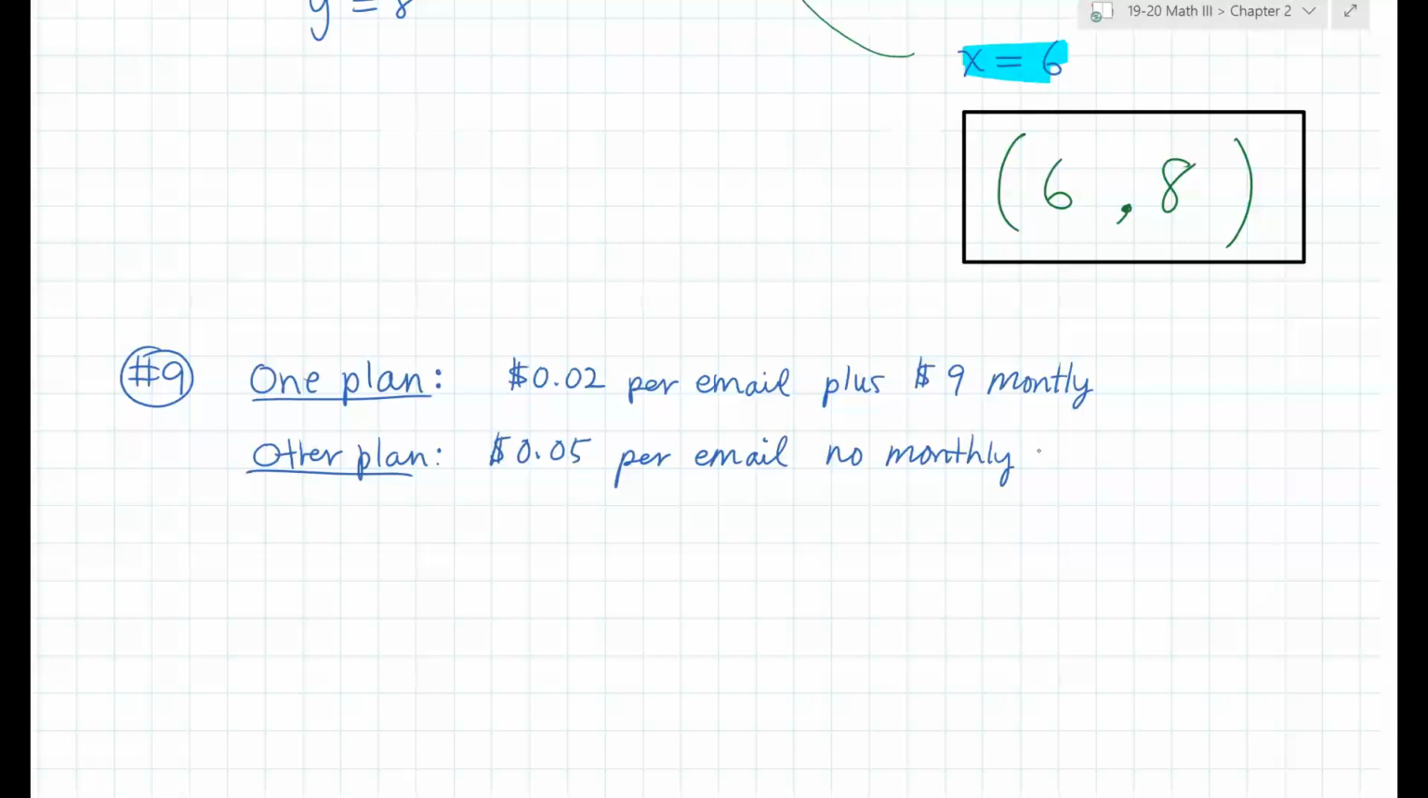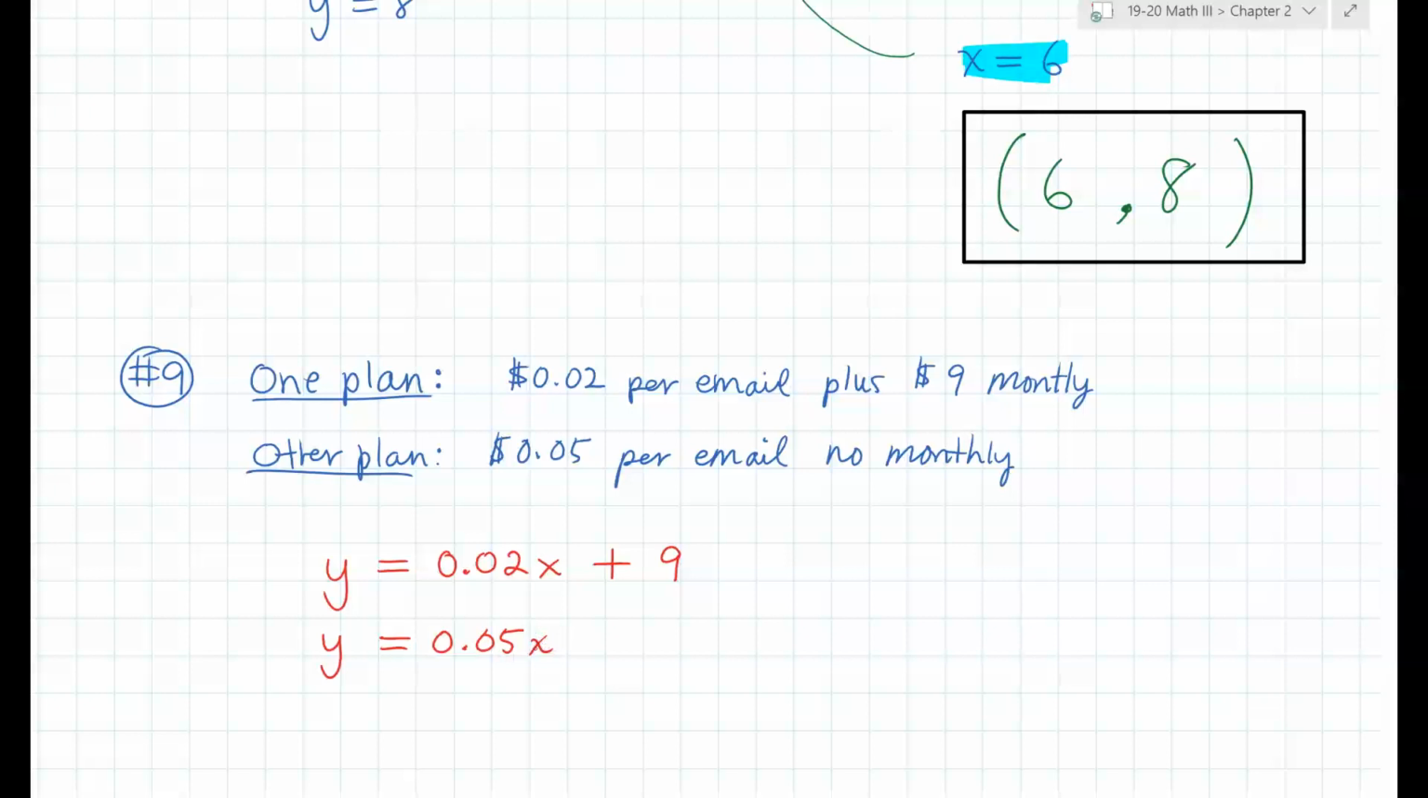Okay? So the first one, my equation, I'm going to write this. Y equals 0.02X. And then you notice how they obviously say plus, right? And then $9 monthly. So 9. Okay, how do I write the next one? Y equals 0.05 what? X. Do I add anything? No, so there's my 2 equations.